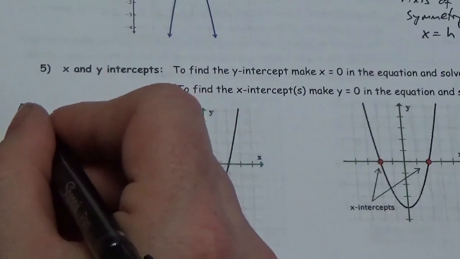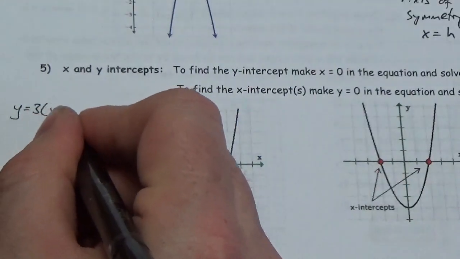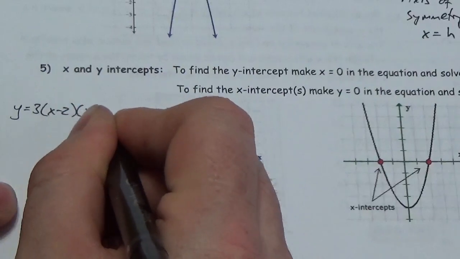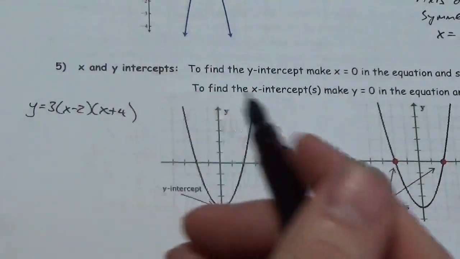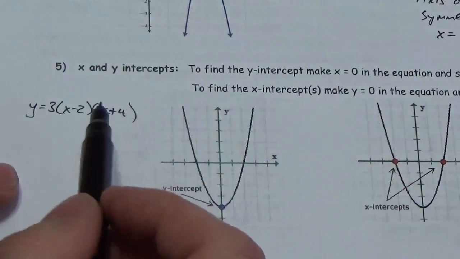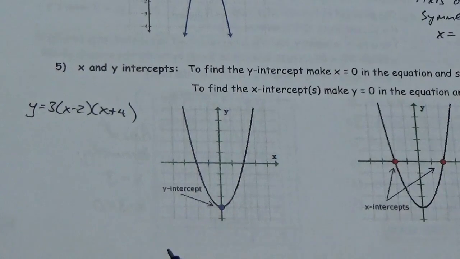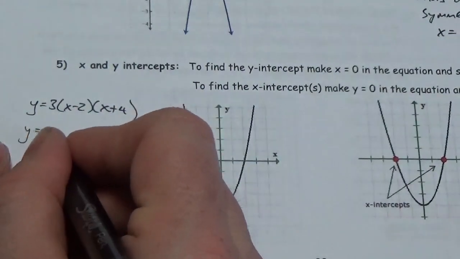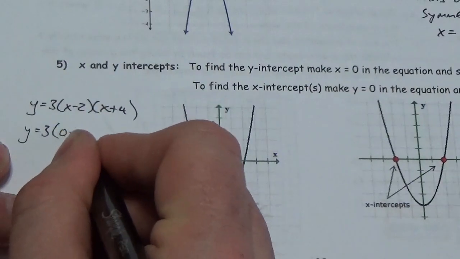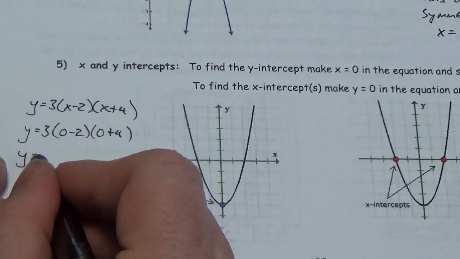So, for example, let's say I gave you the equation 3(x minus 2)(x plus 4), and I want to know the y-intercept. Sometimes there's a bit of confusion here, particularly when there are two x's that show up, but when I set x equal to 0, every x in here is going to go to 0. So it's going to be 3 times (0 minus 2) times (0 plus 4), and then you just evaluate.